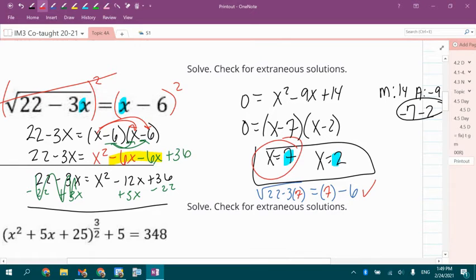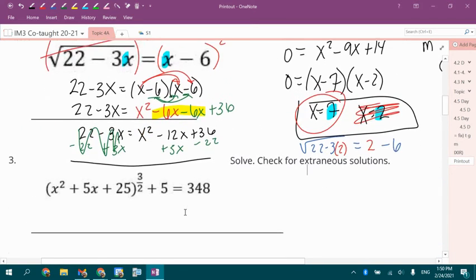Do it again, but do it for the 2. So I'm going to take this away, and now I'm going to put in a 2. Okay, 22 minus 6 is going to get me 16. And the square root of 16 is 4. Okay? 2 minus 6 on the right side is negative 4. That does not equal each other. So this one's gone. That's extraneous. So my final answer, I know that was probably one of the hardest problems that you'll see, is just 7. Okay? Moving on.